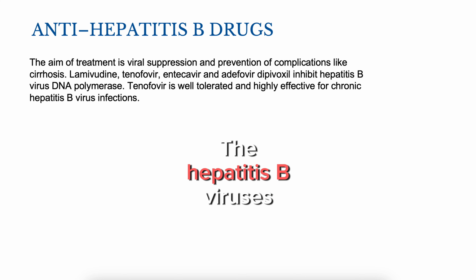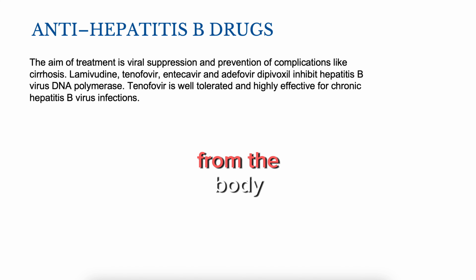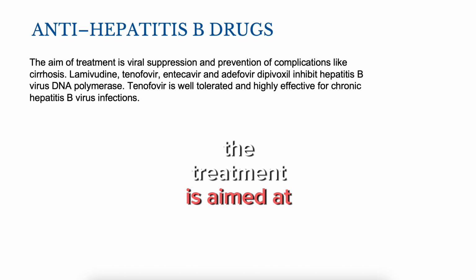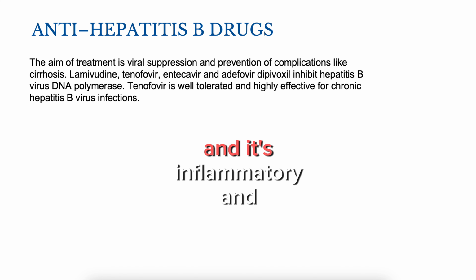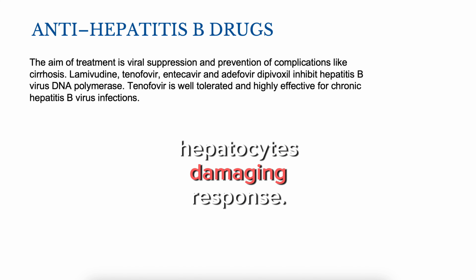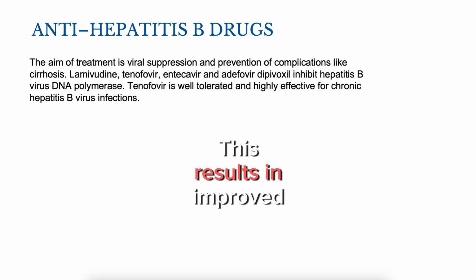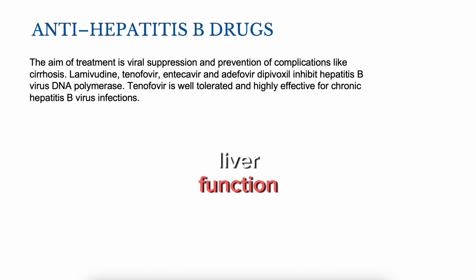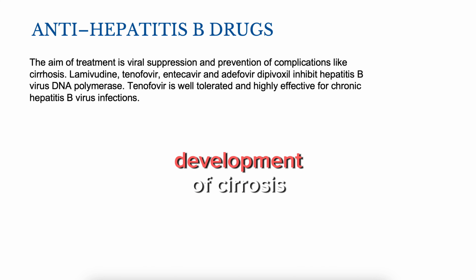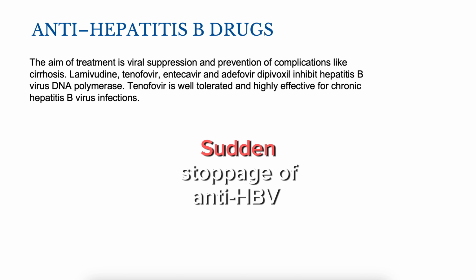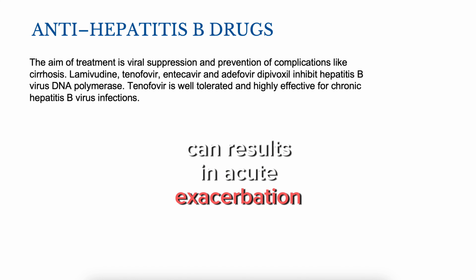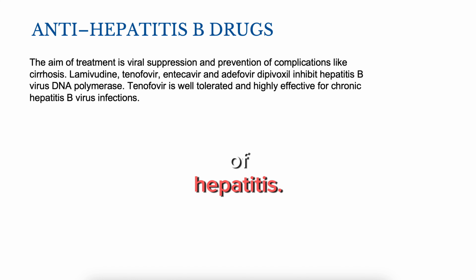The hepatitis B viruses cannot be eradicated from the body. The treatment is aimed at suppression of the virus and its inflammatory and hepatocyte-damaging response. This results in improved liver function and reduction of risk for development of cirrhosis and hepatic carcinomas. Sudden stoppage of anti-HBV drugs can result in acute exacerbation of hepatitis.